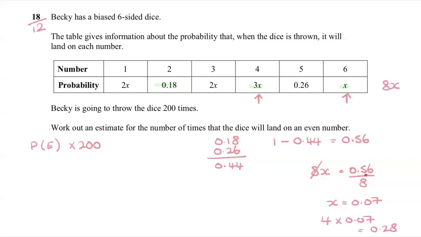Now, equally, you could have spotted that 8x is 0.56. If I just half that, I will get my 4x. So there are ways to do this, not just the way that you're seeing from me. So the probability of even is 0.18 for the 2. For 4 and 6, it's 0.28. When we add those together, we get 0.46.